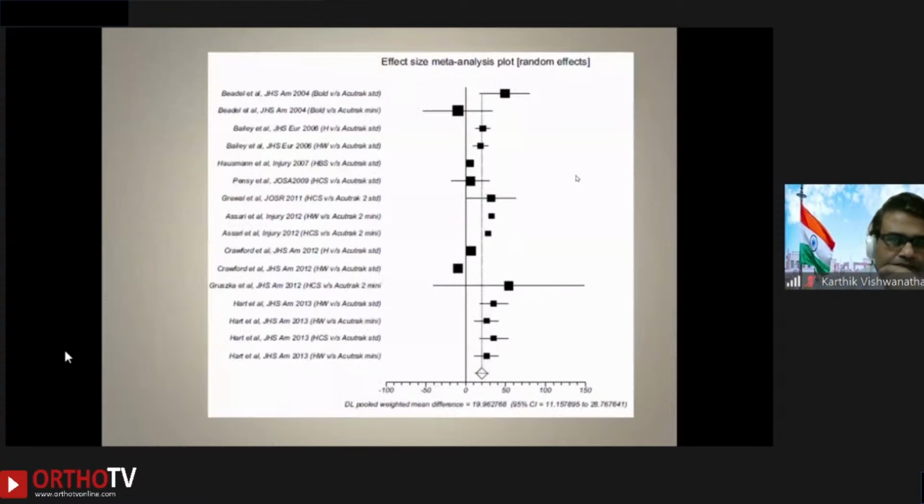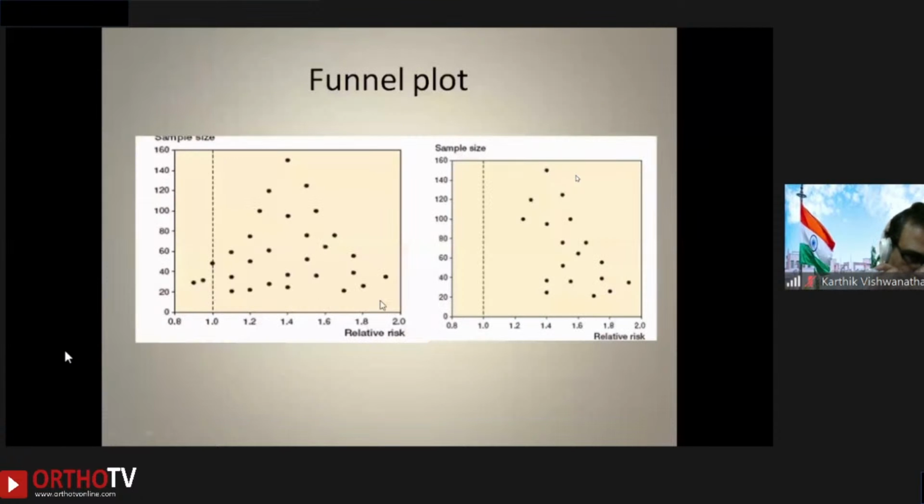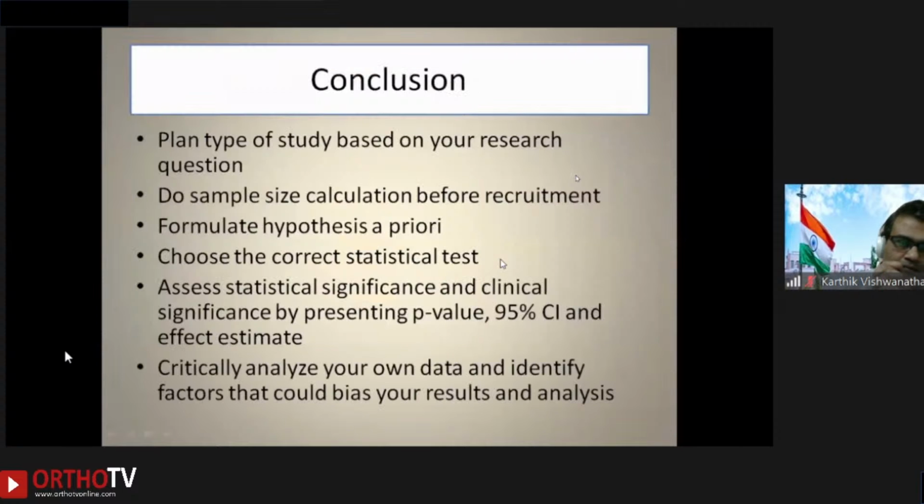Publication bias is assessed using a funnel plot; this is different from a forest plot, which shows significant difference. In the funnel plot, it has to be symmetrical with equal distribution. So this is minimal bias. Here there is significant bias because this part is missing. So there is significant publication bias.